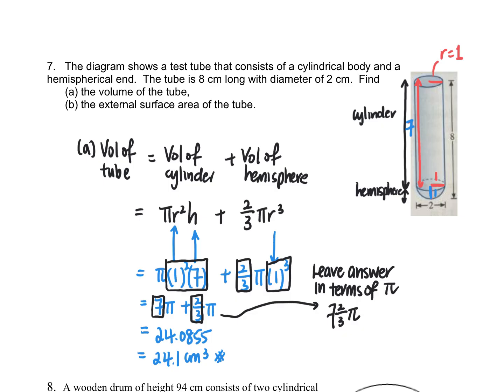So if the question says, can you leave your answer in terms of pi, treat pi like algebra. So 7 whole of pi, I add another 2/3 of pi, I get 7 and 2/3 pi. So if question ever asks you to leave your answer in terms of pi, leave it like that. If not, always go and press calculator and give me 3SF.